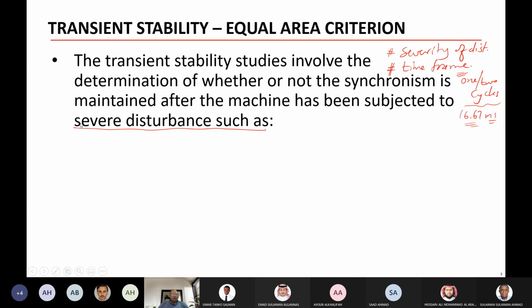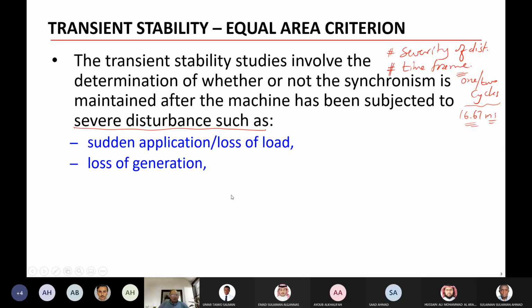So for transient stability, the system is subjected to a severe and sudden disturbance: sudden application of load or sudden loss of load. Both will disturb the system. Don't expect that losing load is easier than application of load. This loss of load could also create some instability in the system. Loss of generation is a very severe disturbance.